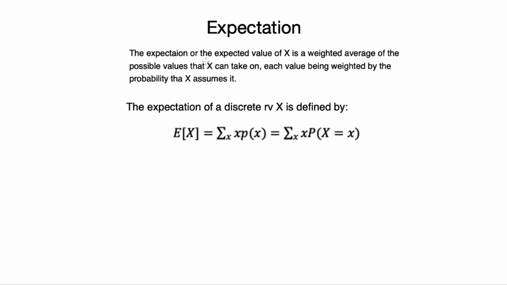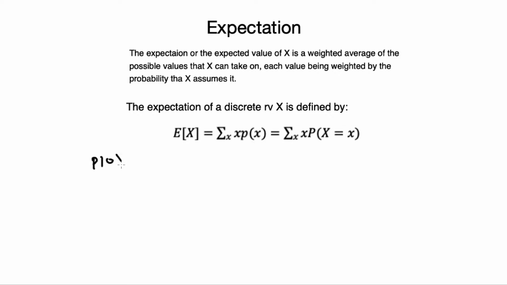The expectation, or sometimes called the expected value of a random variable X, is a weighted average of the possible values that X can take on. Each value will be weighted by its corresponding PMF. And the expression of E[X] is given by the summation of x p(x).